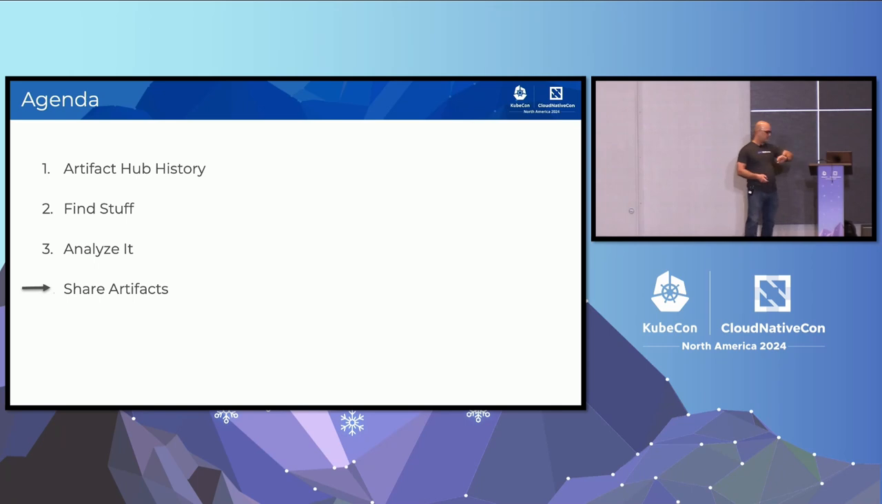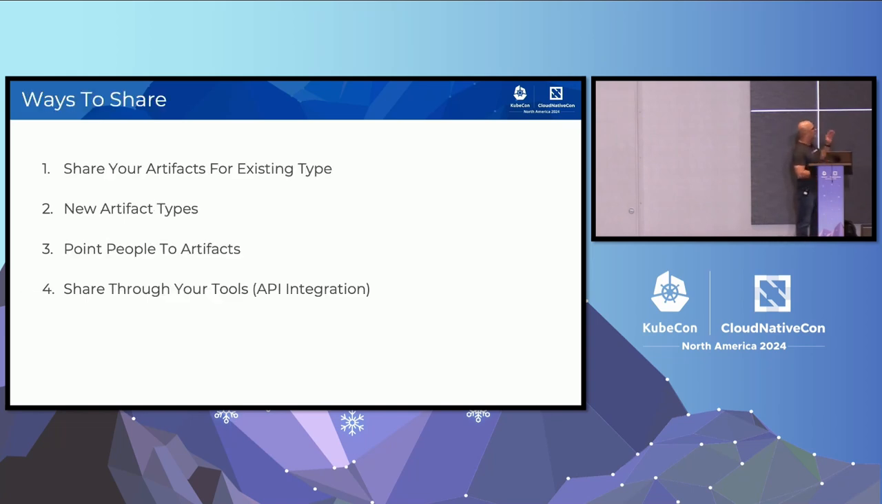All right, so let's talk about sharing those artifacts. So we've talked a little bit about, how do you discover them? How do you analyze them? But you've got your own artifacts, you've got your own things. How do you share those artifacts in order to do different things? So I'll touch on a variety of things here. First, we're going to walk through the different ways.